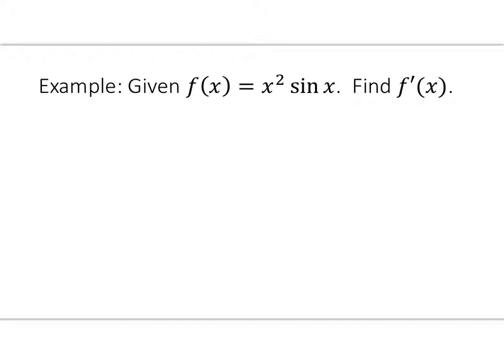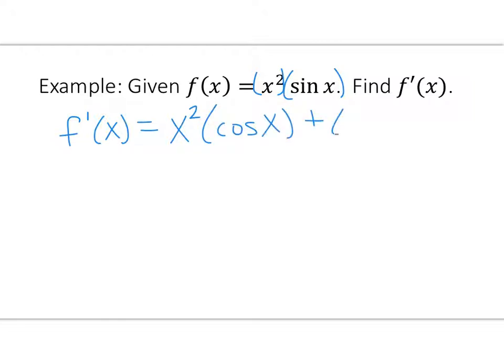Okay, so just some practice. I'm given f of x equals x squared times sine of x, and I want to find f prime of x. Notice this is a product, x squared times sine x, so I'm just using my product rule. f prime of x equals the first times the derivative of the second plus the second times the derivative of the first. Now I'm just going to rewrite that a little bit because I always like pieces in front.